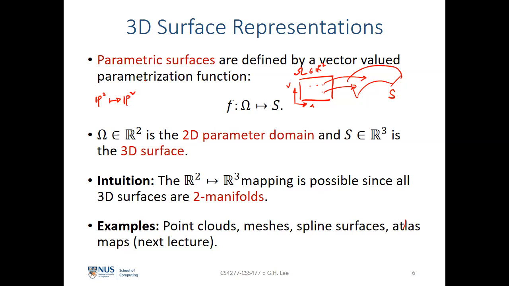Examples of this are point clouds. When you look at the 3D surfaces on the point cloud, locally it's actually a two-manifold, so theoretically it should be able to map this. Then meshes and also spline surfaces. You can represent each one of these using some control points, and then do a linear combination of them as spline surfaces or Atlas map, which I'm most likely going to talk about next week.